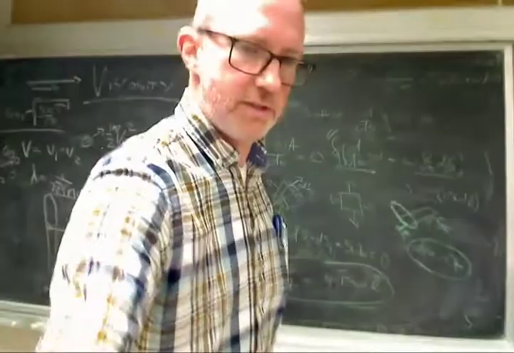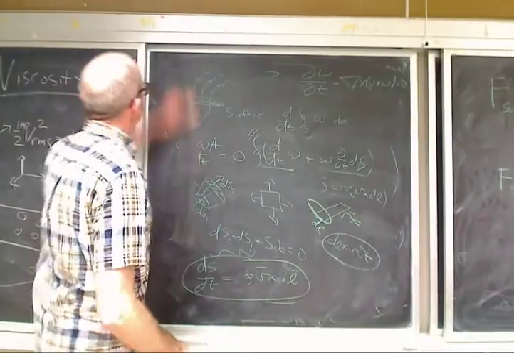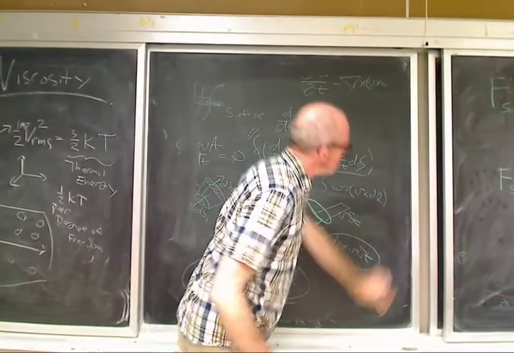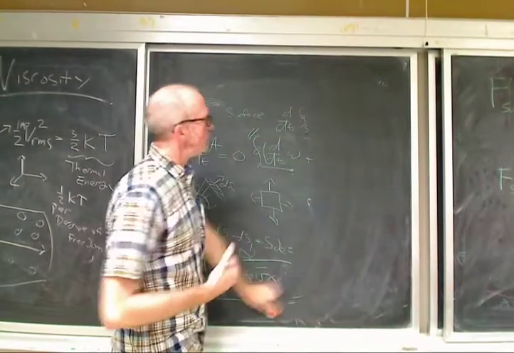Let's this time move the camera to adjust the board. That makes more sense. So how much velocity can one particle transmit to the side?